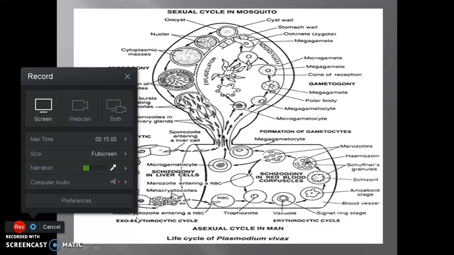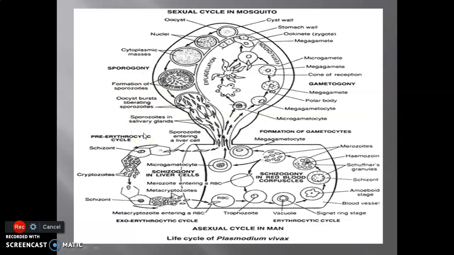Today we are going to discuss the whole life cycle of Plasmodium vivax, and this life cycle which occurs in the human being, that is asexual reproduction occurs in human being, and sexual reproduction or sexual cycle which occurs in mosquito, that we will discuss in detail.